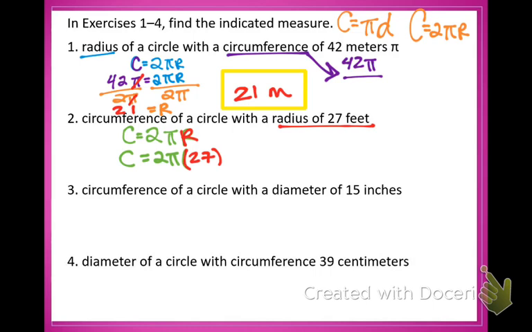All right, so when we go to plug this into our calculator, you could do 2 times 3.14 times 27, or you could do the shortcut. What is 2 pi equivalent to? 6.28. So 6.28 times 27, we're rounding to the nearest hundredth. 169.56.